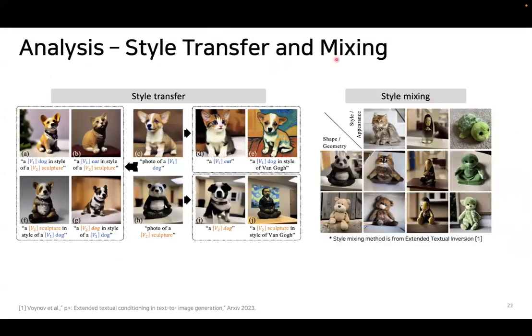And next is style transfer and mixing. The style transfer is actually just editing text as you want, and they said it shows quite nice results, but not perfect. Style mixing is from another work, so they just say that their parameter space can also be extended to methods from other papers.